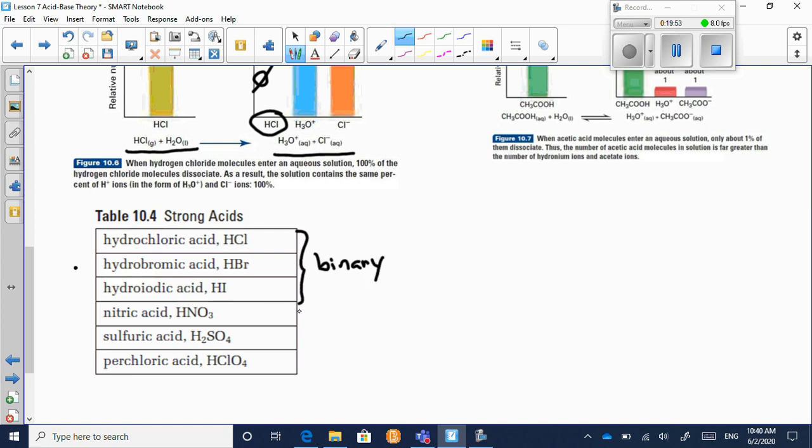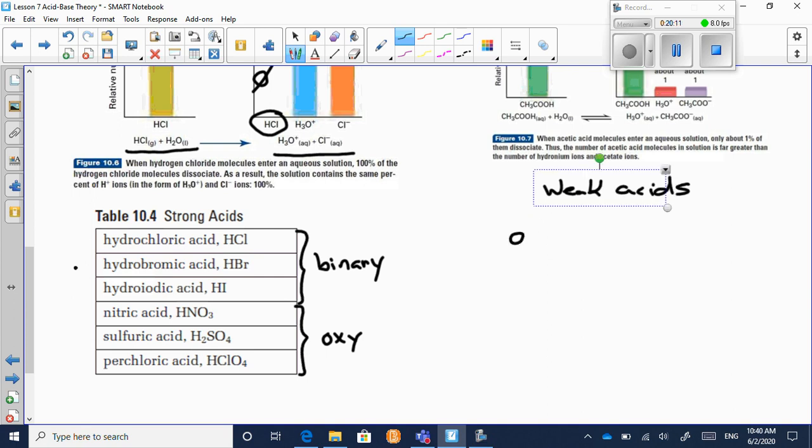And here are some of our oxyacids. We've got nitric acid, sulfuric acid, and perchloric acid. So there are many, many weak acids, too many to list, but I'll just give you a few weak acids.